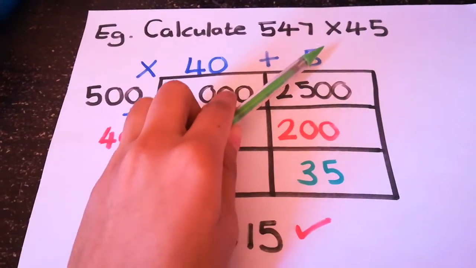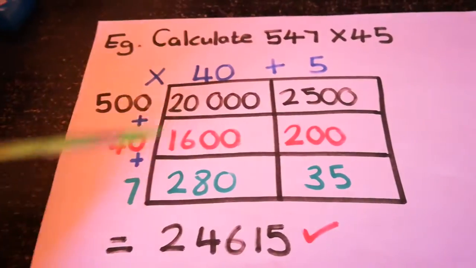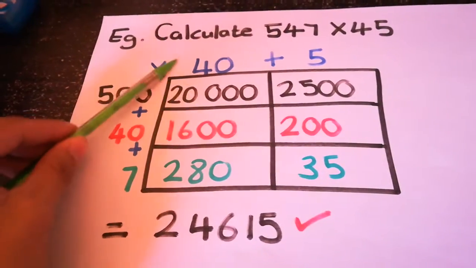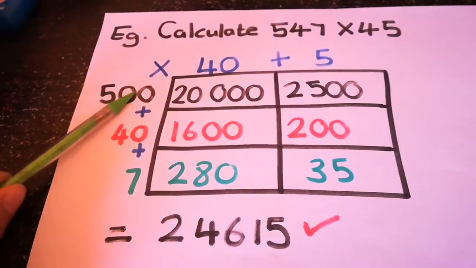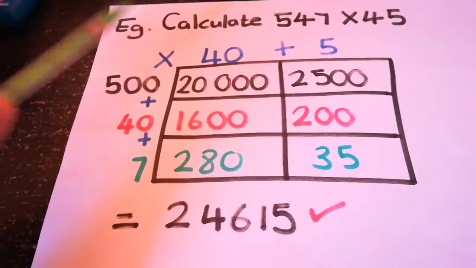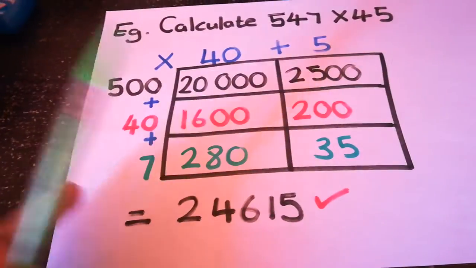Okay, here is the second method. It is the same sum. So we are putting the first set of numbers on this axis, the second set of numbers on the top. We are putting a times there because we are timesing the two sets of numbers. So here we have 500 plus 40 plus 7, which makes 547. 40 plus 5, which makes 45. And we are going to times it together.